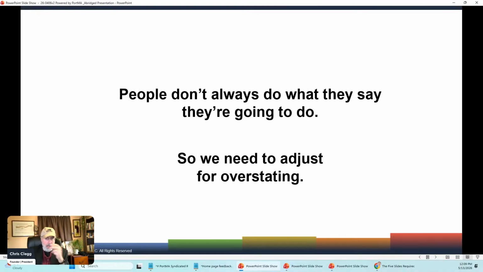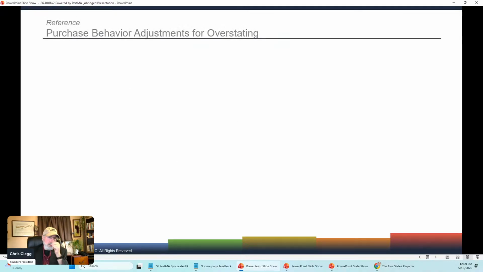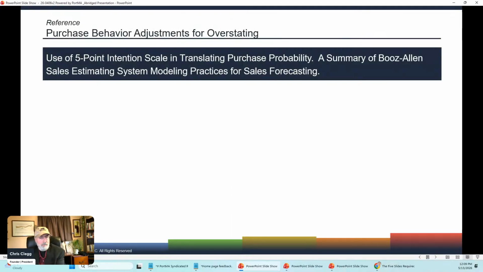Now, there's a big issue with that measure, and that issue is, frankly, that people don't always do what they say they're going to do. And so we need to find a way to adjust for that overstating. And we can do that using some fairly standard industry models. We're a fan of basis modeling. There's different ways of doing that.